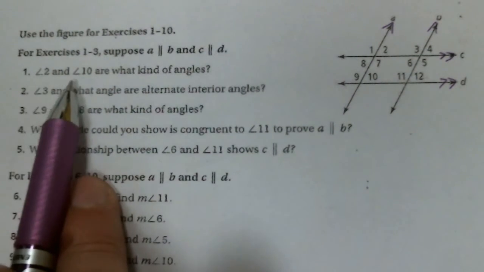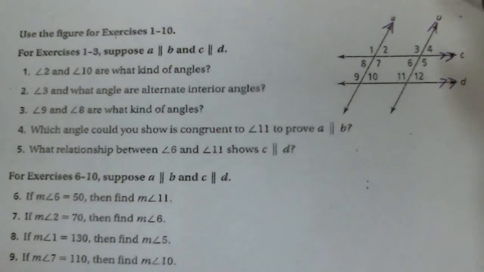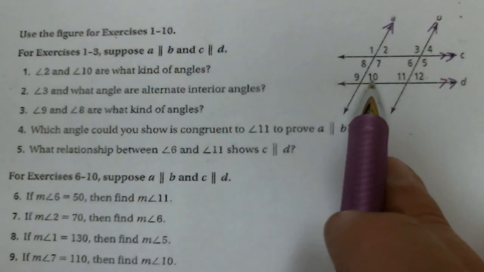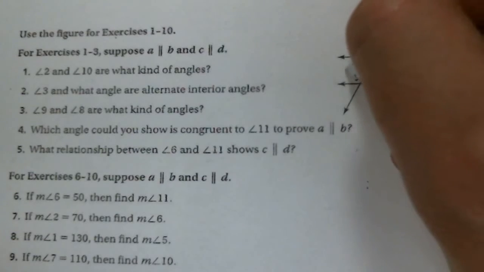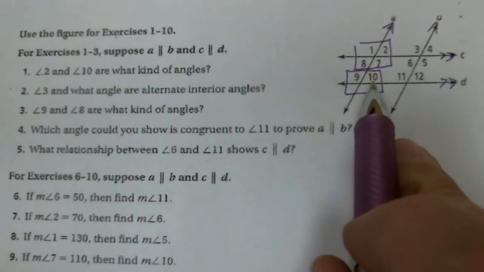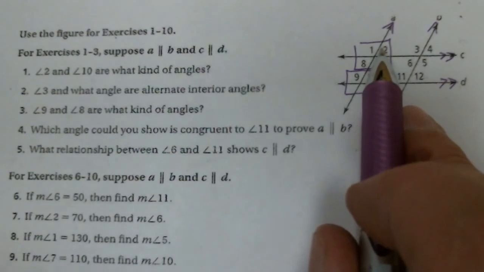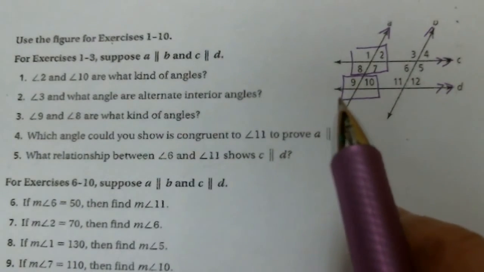All right, angle 2 and angle 10 are what kind of angles? Angle 2 and angle 10. If I draw my window, 10 is in the top right of the box, 2 is in the top right of the box. So those are going to be corresponding angles.